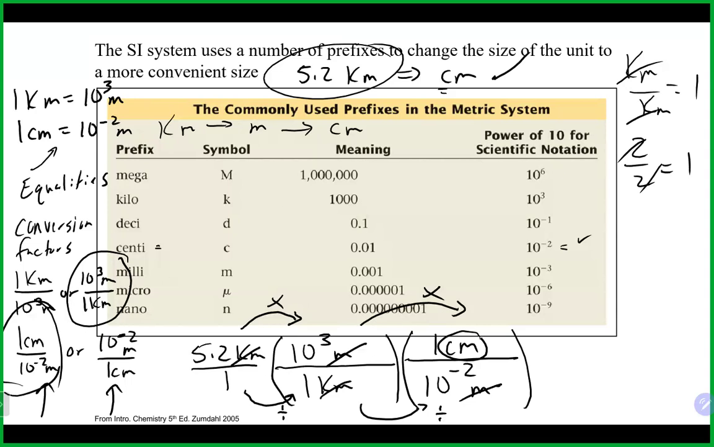So let's talk about how we put this in our calculator. Once again, when you see the 10 to the 3, that is 1 times 10 to the 3, which is scientific notation. Depending on your calculator, you can put it in exactly like that. Some calculators, you don't need to do the 1. You could just do the exponent. But if you want to be safe, do the 1. The 10 to the minus 2 on the bottom is 1 times 10 to the minus 2.